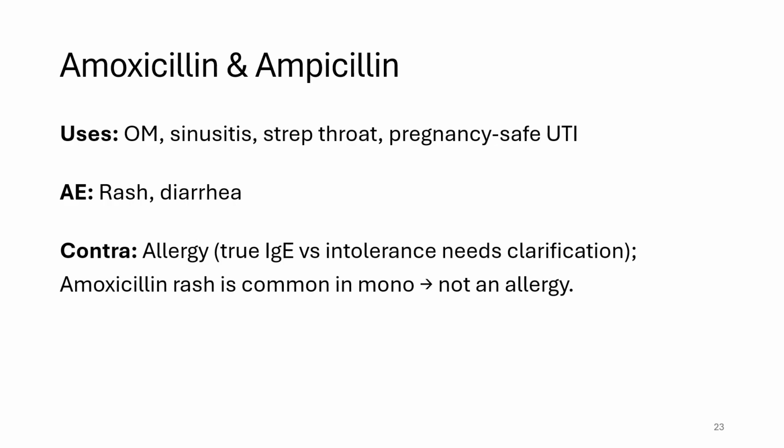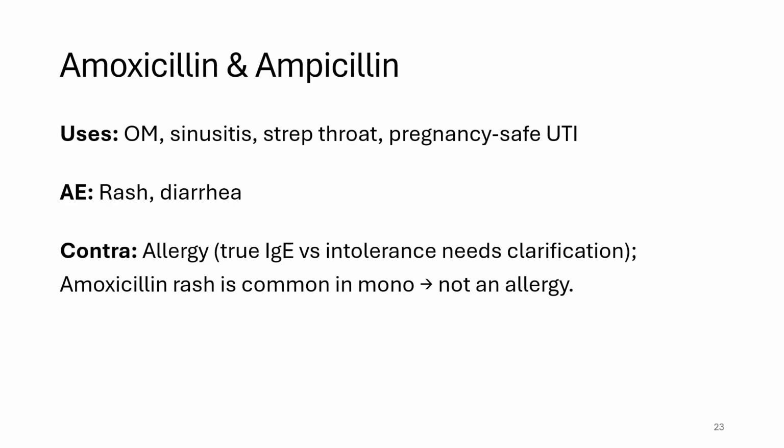Amoxicillin and ampicillin, which are both aminopenicillins, are very commonly used in primary care. First, looking at uses: these drugs are frequently prescribed for otitis media, sinusitis, and strep throat. They are also important because they are considered a pregnancy-safe option for UTIs, which makes them especially useful in the OB setting. Adverse effects: most commonly, you will see rash and diarrhea. These are usually mild and self-limited, but it is important to warn patients about them so that they are not unnecessarily concerned or stopping the medication.